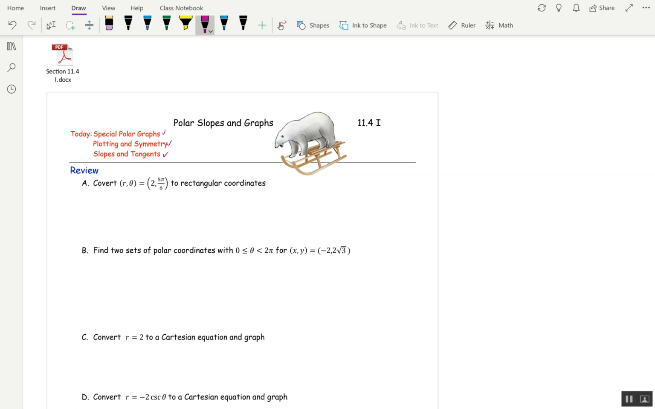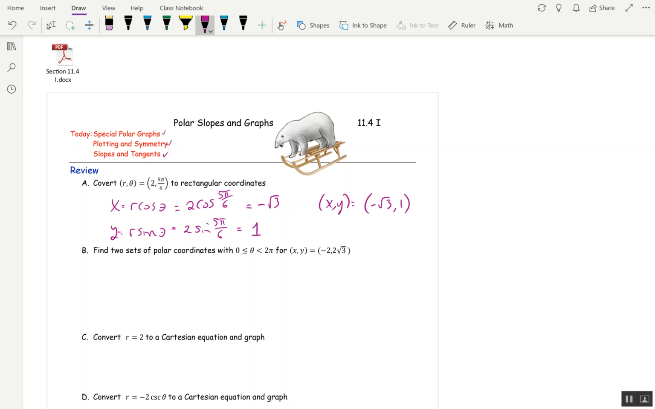All right, so when we're going from polar to rectangular, we want to use x is r cos theta and y is r sine theta. So in this case, we would have 2 cosine of 5 pi over 6 and 2 sine of 5 pi over 6. Cosine of 5 pi over 6 is negative root 3 over 2, so this will give us negative root 3. Sine of 5 pi over 6 is a half times 2 is 1. So our xy coordinates are negative root 3 comma 1.